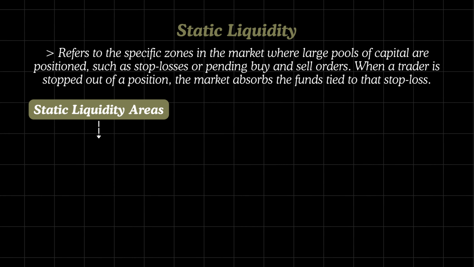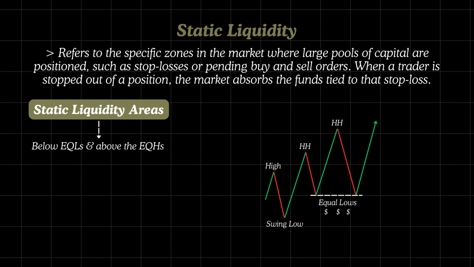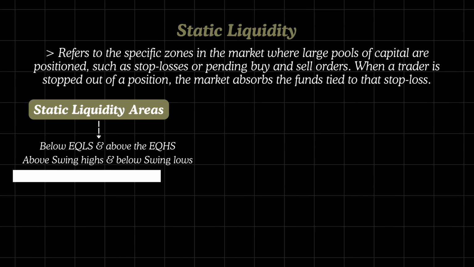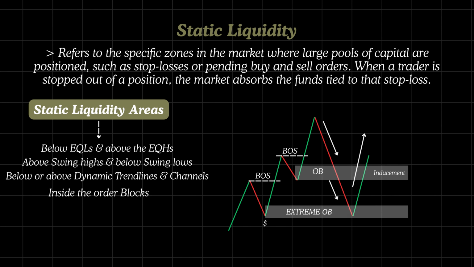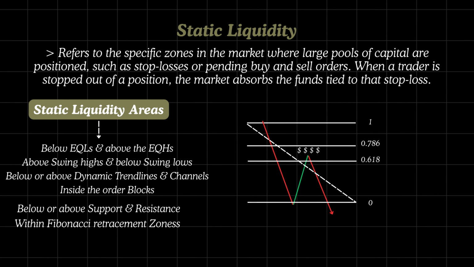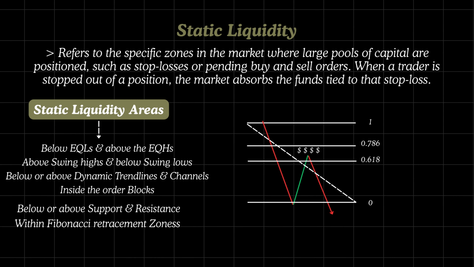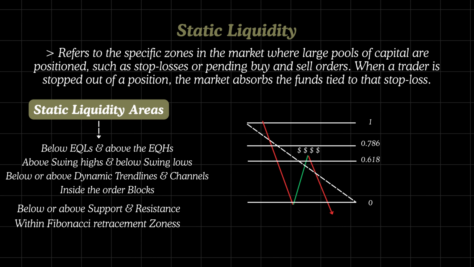Static liquidity can be spotted in different regions of the chart, such as below equal lows and above equal highs, above swing highs and beneath swing lows, below or above dynamic trend lines and channels, inside order blocks, around support and resistance levels, and within Fibonacci retracement zones. Having a strong understanding of static liquidity zones highlights their major influence on price direction. Ignoring them can result in heavy losses.